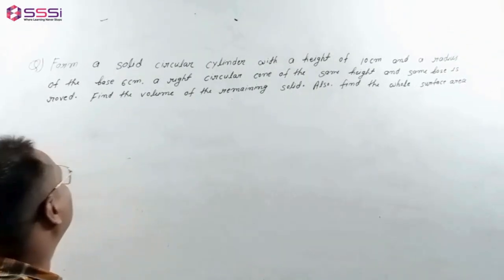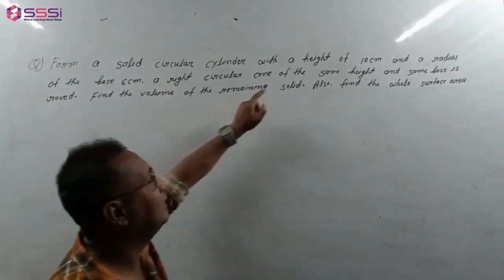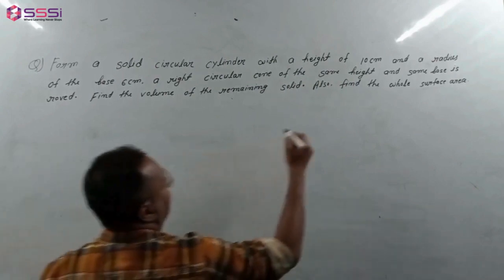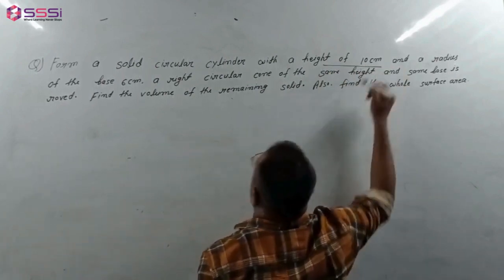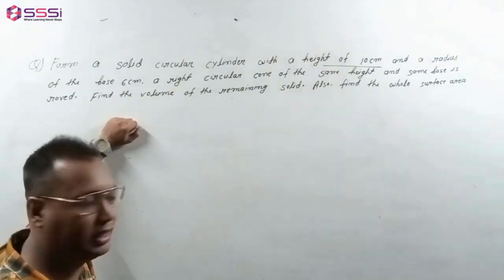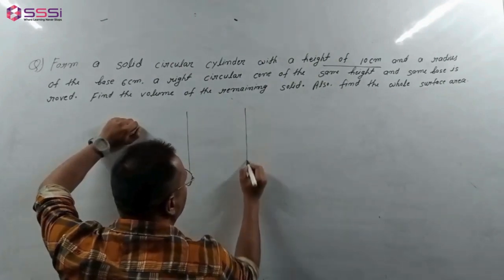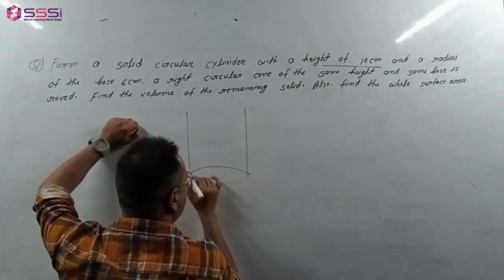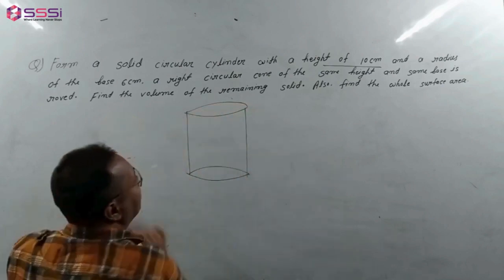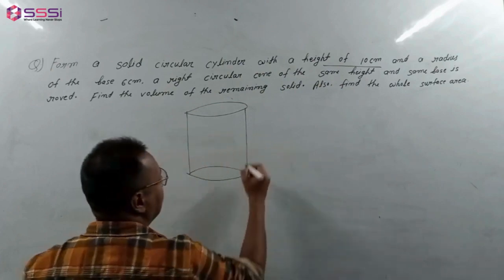We are going to solve this question. From a solid circular cylinder with a height of 10 centimeter. This is our question. From a solid circular cylinder. This is our cylinder with a height of 10 centimeter.